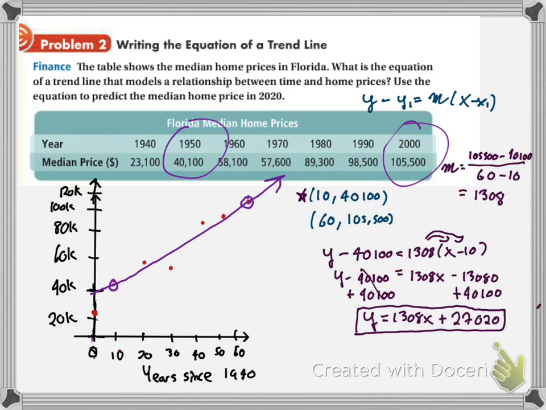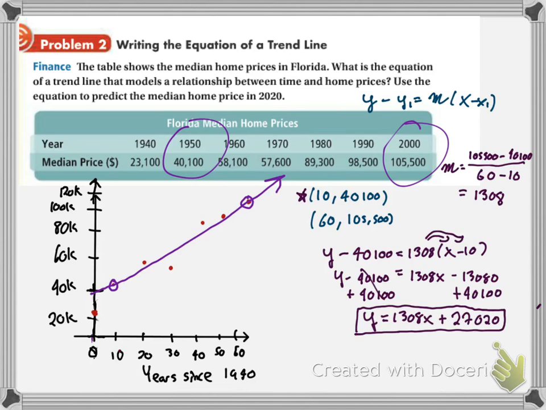So basically our trend line is telling us that starting at a home price of around 27,000, judging by that data, our average home price is going to increase by $1,308 every year. Now again, as we saw, in 1940 the home price started at 23,000, so this equation isn't exact, but it's just creating a trend for us. So this line, I guess, would be the most accurate overall.